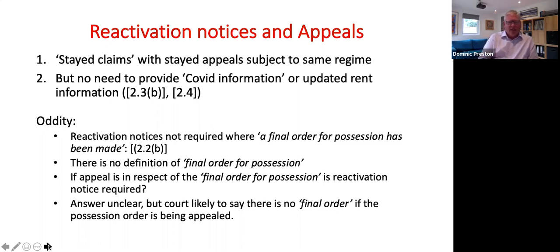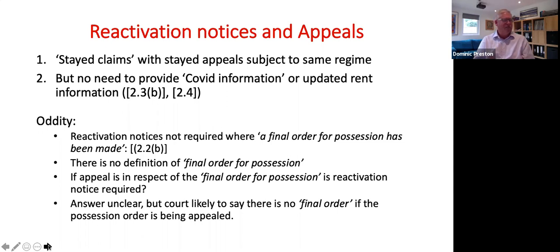The oddity is that a reactivation notice is not required where a final order for possession has been made, and I've referred to that a moment ago. There's no definition of what a final order for possession might be, and although there's some case law in other areas on what a final order might be, the query arises if the appeal is in respect of the final order for possession, is a reactivation notice required? Because of course there's no need to serve one if there is a final order for possession in place.